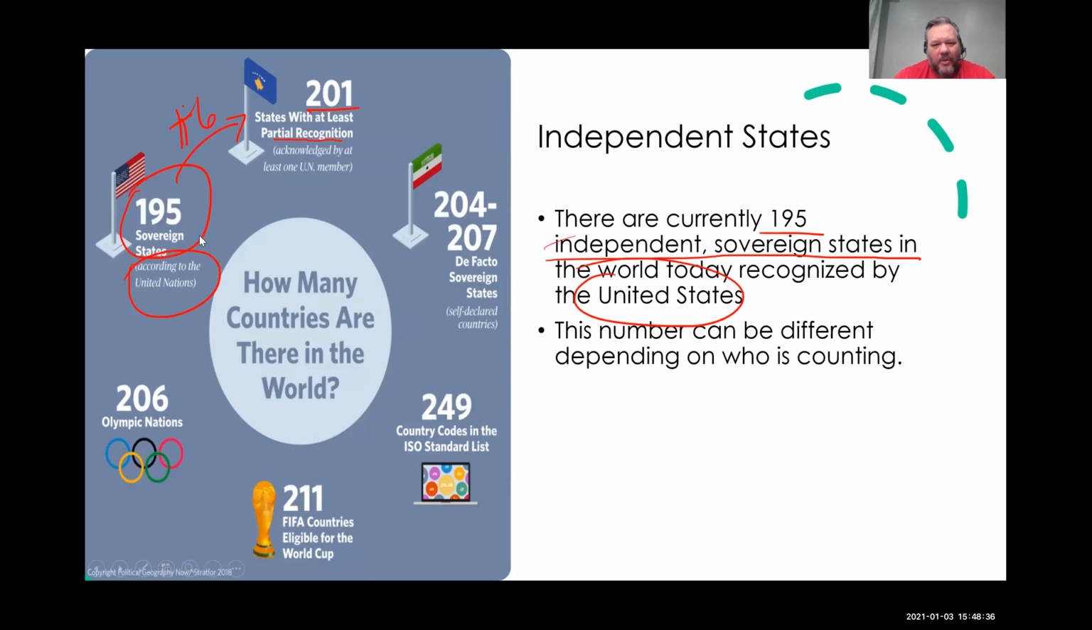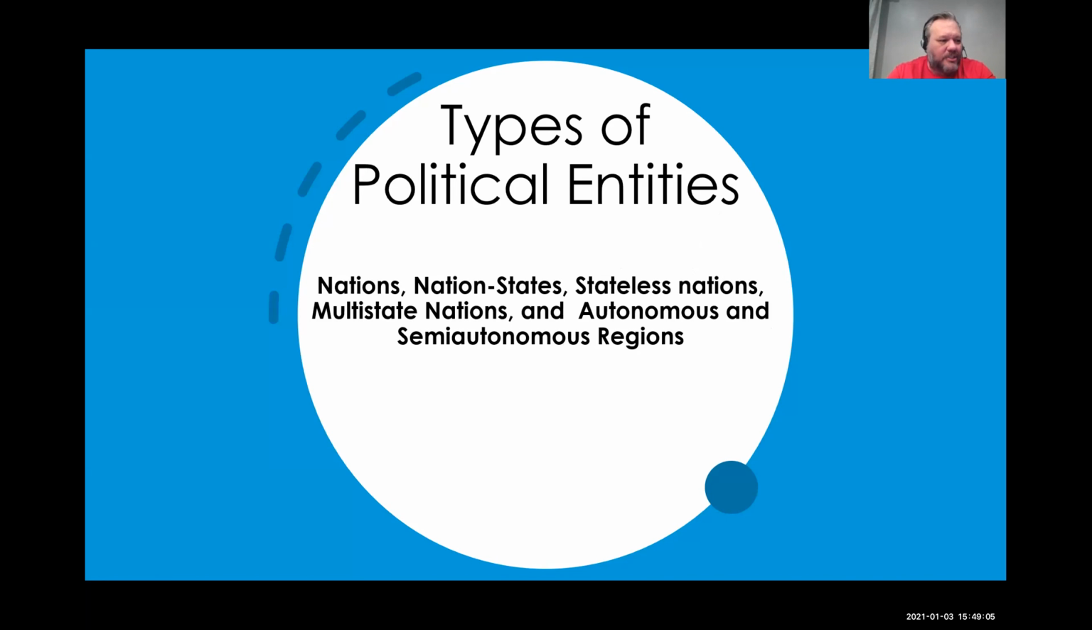We have de facto sovereign states. They are self-declared countries. If you look at the number of country codes, there are 249 of those. If you look at FIFA, there are 211 countries eligible for the World Cup. The Olympics recognize 206 different countries, so you get the idea of about how many there are. But the technical definition depends on who you ask.